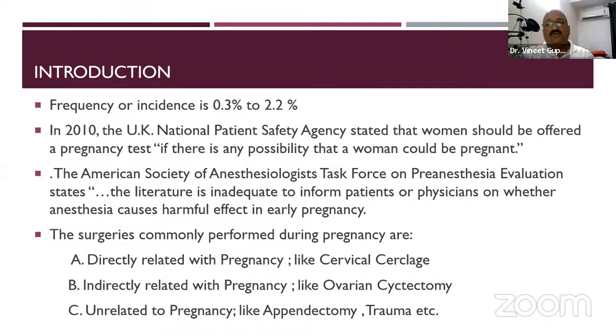It varies from place to place, and somewhere it is written 2.2% to 3%. But usually, if we take it roughly, it is 2%. So in 2010, the UK National Patient Safety Agency said that women should be offered a pregnancy test if there is any possibility that the woman could be pregnant. If she is coming for a surgical indication, she should be offered a pregnancy test.